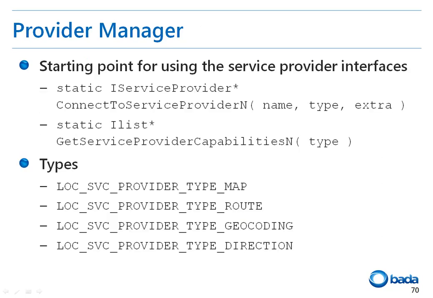Now, let's take a look at the Service Provider Manager that manages service providers. The Service Provider Manager provides the Connect to Service Provider function that returns the service provider interface, and the Get Service Provider Capabilities N function that returns the available service list. At this time, the service type can be a map, route, geocoding, or direction.